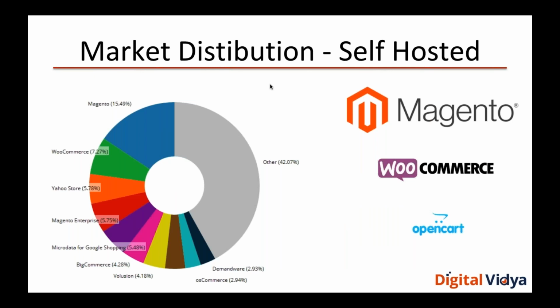So one question everybody has is: you have shared this huge list and huge number of platform names, which one to go for? So you could see the market distribution. Magento as a platform has 15% of the market. The second is WooCommerce, third is Yahoo Stores, Magento Enterprise, and others. But being a fresher or just getting started, if I say go ahead and start using Magento, it would be a little tough for you.